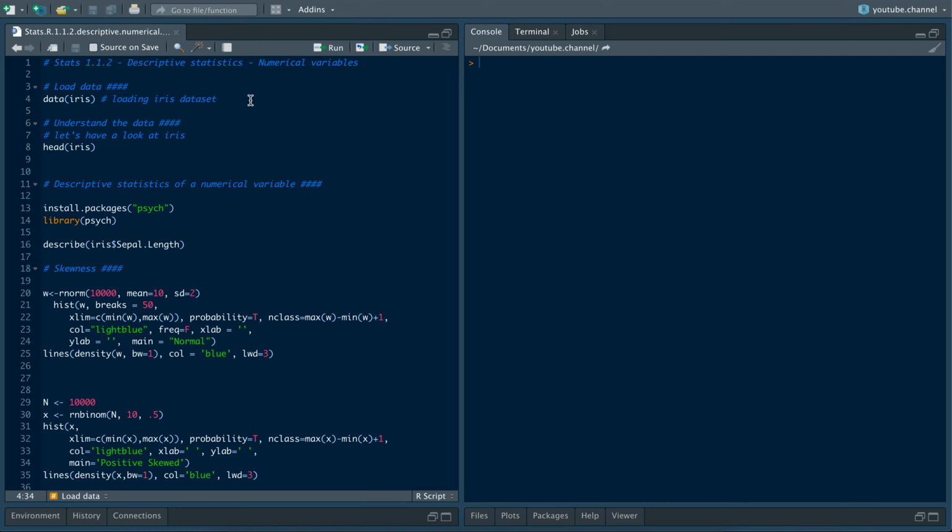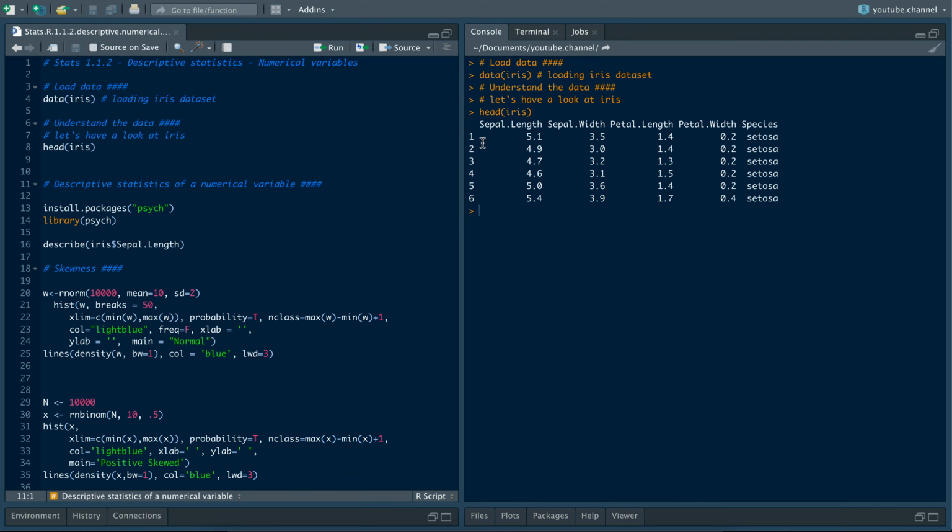We already saw this data set in previous videos. The data set is iris, with data from different types of flowers. We can also look at the data. We see we have 5 variables: sepal length, width, petal length, width, and species. And in total, this data set has 150 observations.